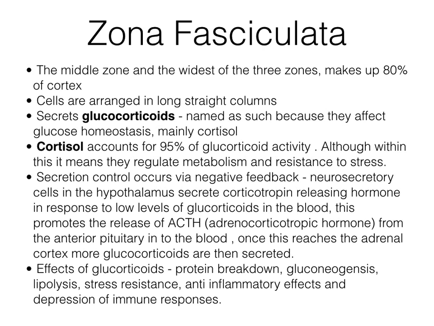Secretion occurs in response to negative feedback, where neurosecretory cells in the hypothalamus secrete corticotropin releasing hormone in response to low levels of glucocorticoids in the blood. This then promotes the release of ACTH, which is adrenocorticotropic hormone, from the anterior pituitary into the blood. Once this reaches the adrenal cortex, more glucocorticoids are then secreted.